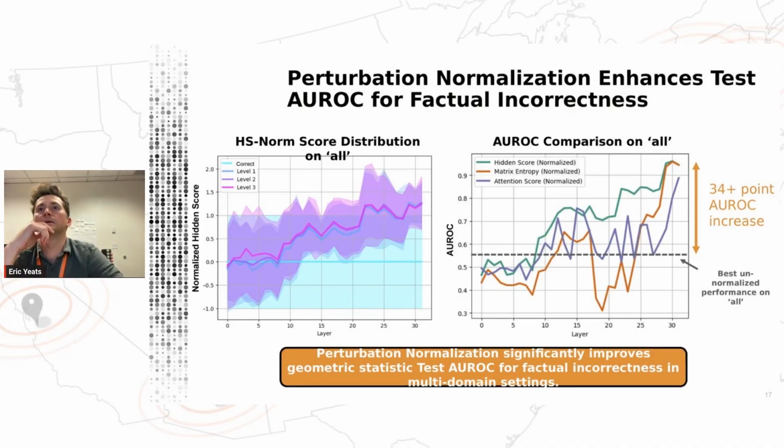On the right, we quantify this with area under the receiver operating characteristic, and we can see that when we normalize hidden score, matrix entropy, or attention score using the previous method, perturbation normalization, and compare that with the best unnormalized performance on all domains, we get a much better detector score, an increase of up to 34 or more points in area under the receiver operating characteristic.